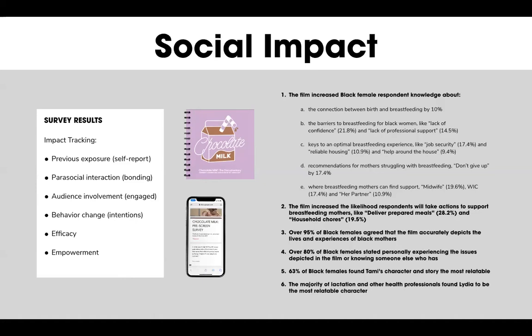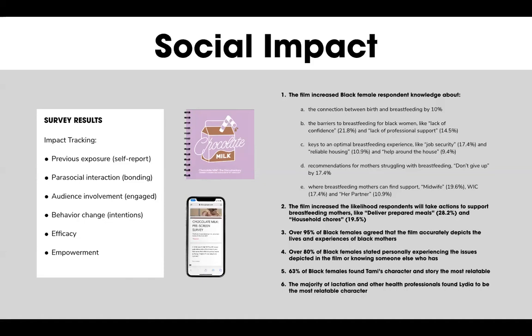Another impact that we had was where breastfeeding mothers can find support. The recommendation of midwife increased by 19.6%, WIC staff increased by 17.4%, and her partner increased by 10.9%. Before this, the number one place where people would recommend mothers go to for support were hospital staff, and that number actually declined. And so now, as a result of watching the film, people identified alternative sources of breastfeeding support, which is great.